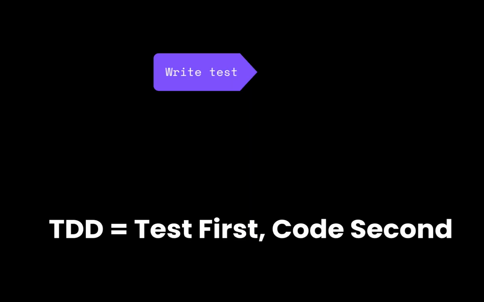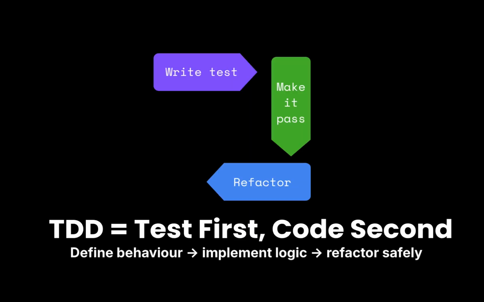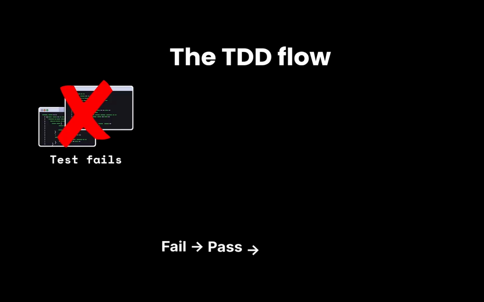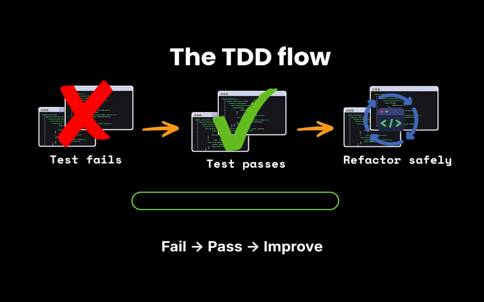With test-driven development, we define the behavior of our app through tests first, then we implement the minimal logic to satisfy that behavior, then we can refactor safely. Whether you are new to testing or looking to sharpen your TDD skills, this hands-on guide will help you build better Android apps one test at a time.